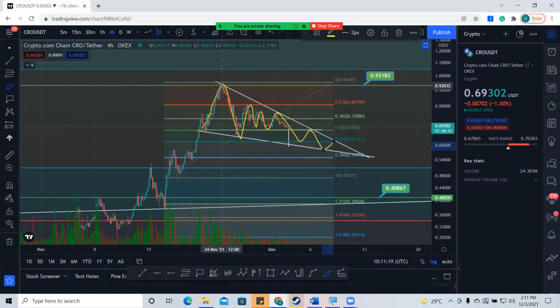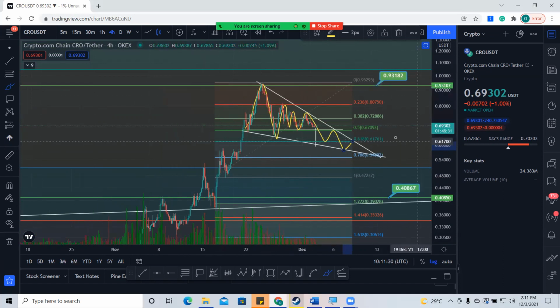So the upside target is still 0.93182, okay, because it goes right back to where the wedge was formed, actually the top price. And now then it goes up, okay?